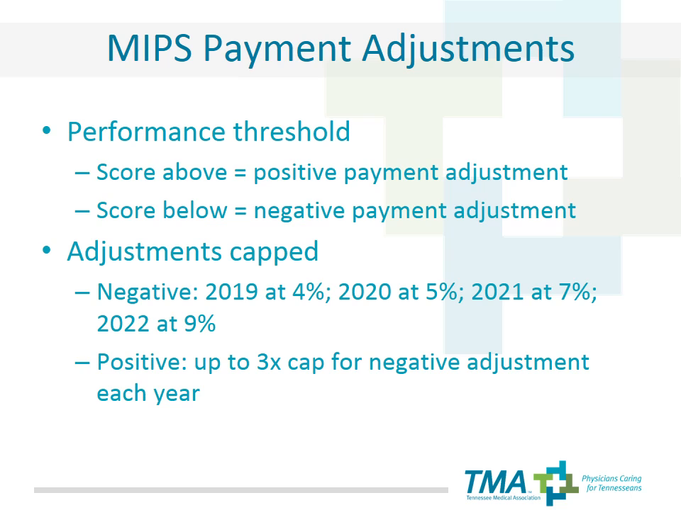Negative adjustments will be awarded proportionally and capped at 4% in 2019, 5% in 2020, 7% in 2021, and 9% in 2022. Positive adjustments will also be awarded proportionally, up to a maximum of 3 times the annual cap for negative payment adjustments. The good news is your payment adjustment in one year will have no impact on your payment adjustment in a future year.